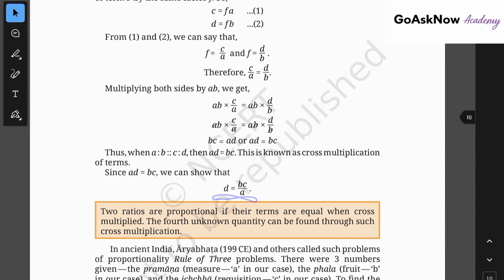Now, the important part is in this orange box. 2 ratios are proportional if their terms are equal when cross multiplied. The 4th unknown quantity can be found through such cross multiplication.